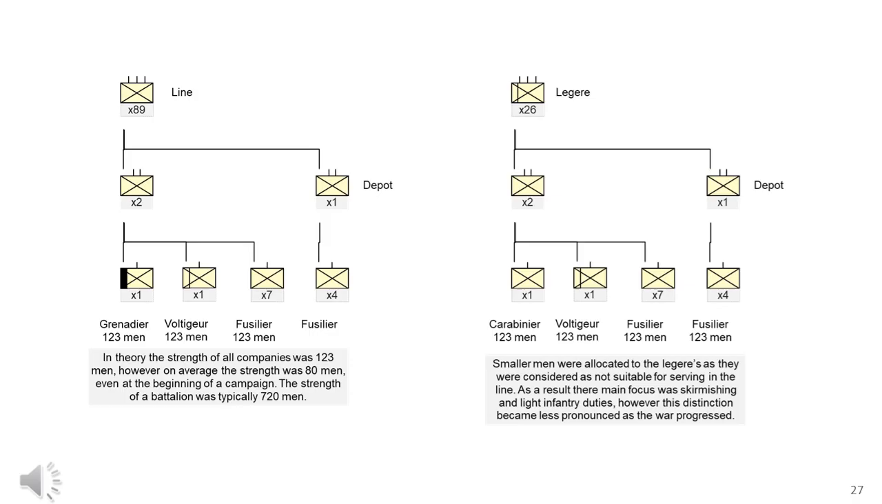The light infantry regiments were organised in a similar manner, except the grenadiers were replaced with carabiniers. I'm uncertain if the carabiniers were large men or not, but at least they would have consisted of the elite troops. Company size was supposed to be 123 men. However, on average, this rarely rose above 80 men.